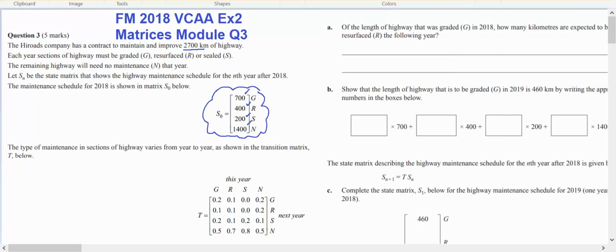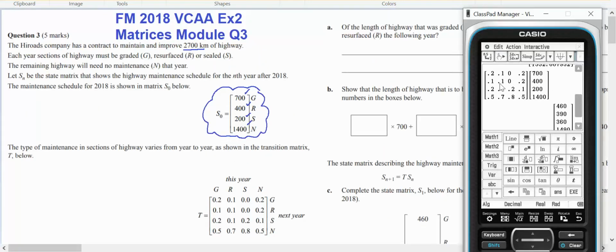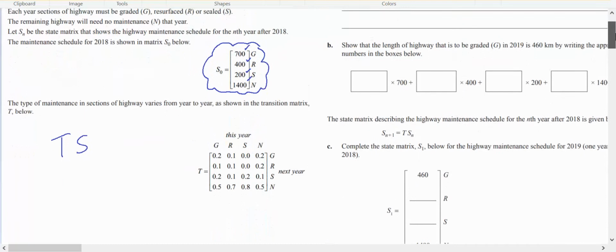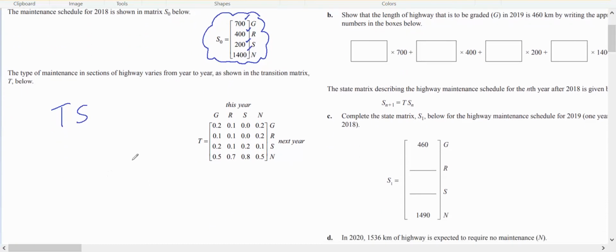I've got my calculator ready and I've placed my matrix here. So I've typed all of these in and I've got that there. Remember, it goes T times S, as described. Because this is a 4 by 4 and I can multiply a 4 by 1, because the insides are the same, therefore a 4 by 1 will come out.